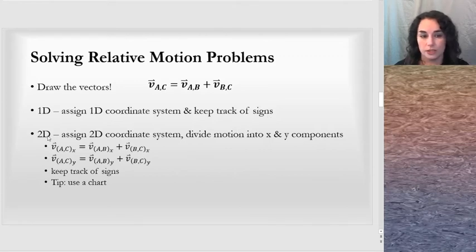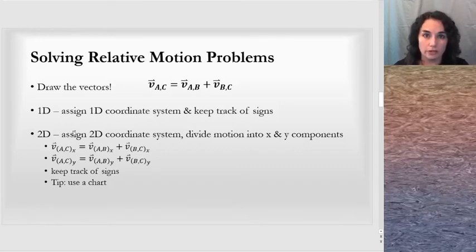Which brings me to the next topic, 2D. We're going to do some 2D problems where we're going to have motion in two dimensions. Okay, so our vector equation becomes a little bit more complicated. We can't just add vectors. We have to take into account x components and y components.